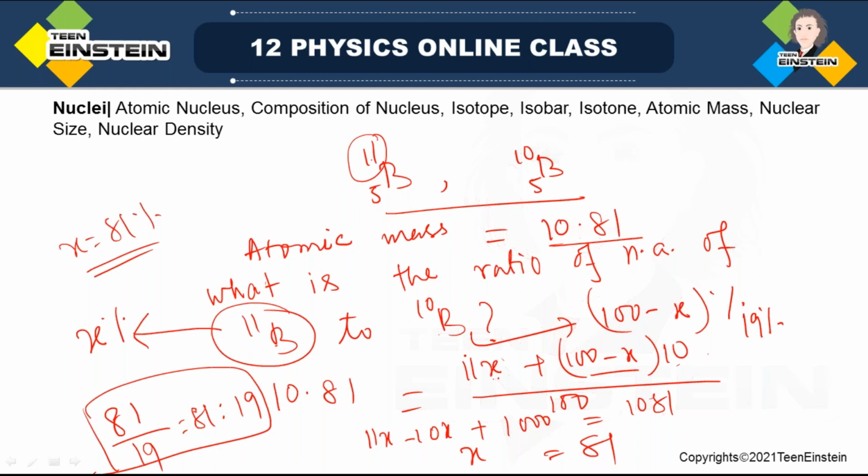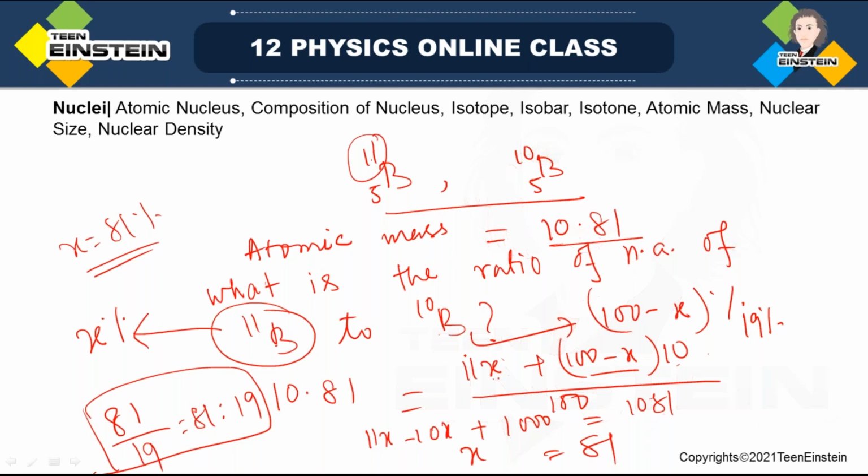Okay. So this is how, if you know the natural abundance, then it is easy to find out the average mass. And if you know the average mass, then also you'll be able to find out the natural abundance. And there will be numerical problems, as I have given here an example. So this kind of problems will be there in the exams.